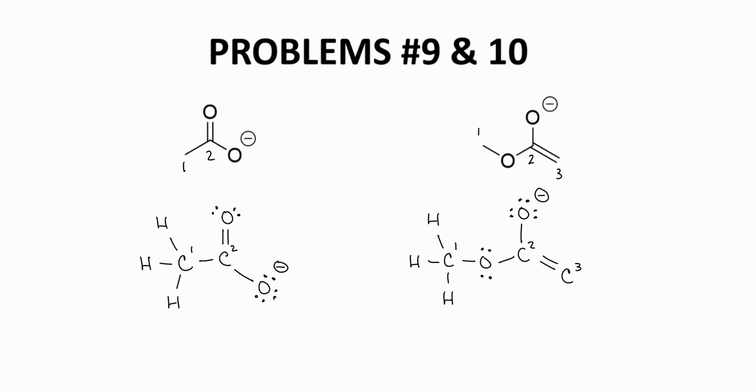Finally, carbon 3. Carbon 3 has 2 bonds, 1 back to carbon 2. Therefore, it needs 2 more bonds. And those bonds are 2 hydrogens. And so that completes this problem set.